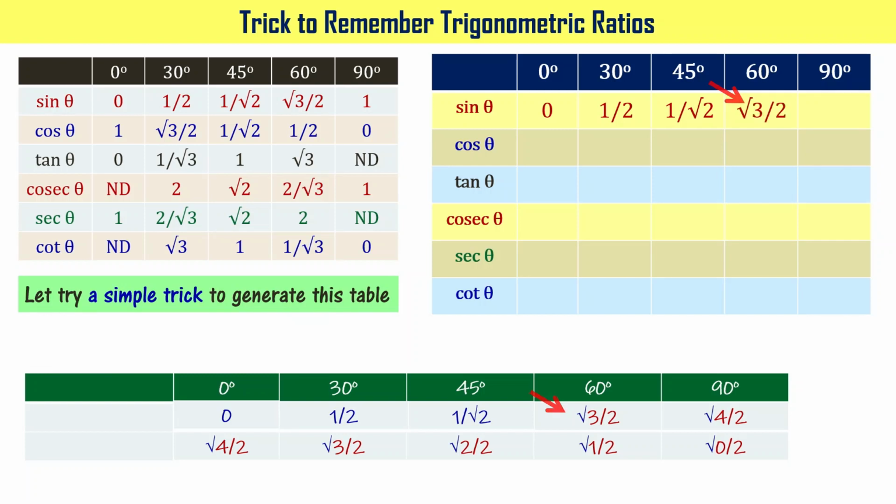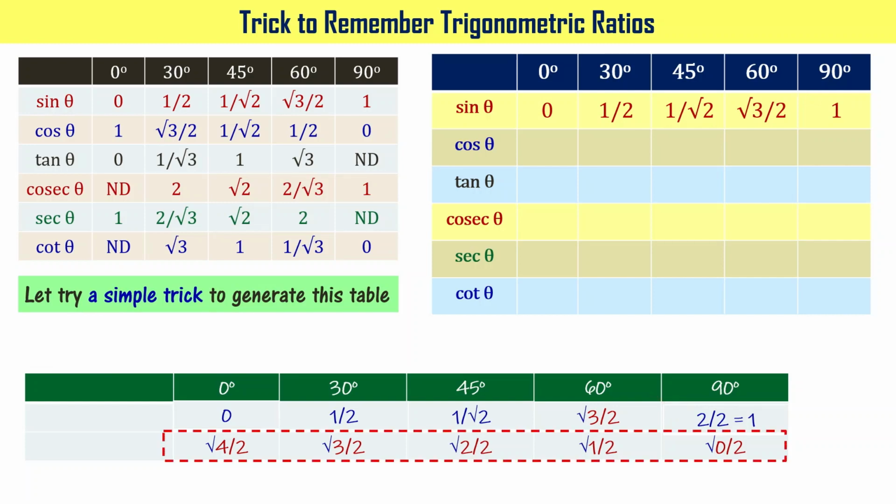Now I have 90 degrees. For that we wrote square root of 4 divided by 2, right? That is 2 by 2 equal to 1, right? Let me transfer that to sin 90 degrees. So you have now the table for sin theta, theta starting from 0 degrees to 90 degrees, right? Let's now go to the next row in the table below, the bottom table.